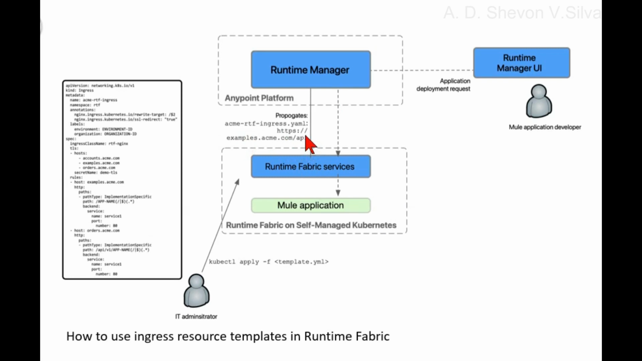5. A Mule application developer uses Runtime Manager to configure the application for deployment by selecting an available host and optional subdomain and path combination as specified in the Ingress templates. 6. Runtime Fabric receives the application deployment request and uses the Ingress configuration from the templates to create the corresponding Ingress object in the cluster.